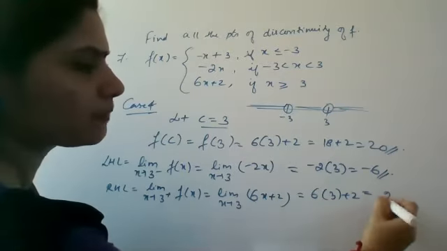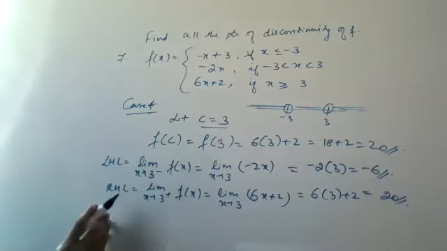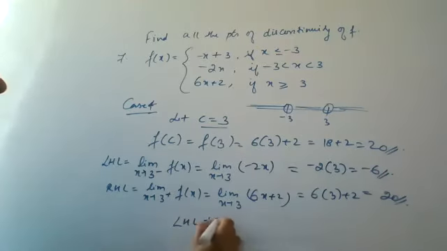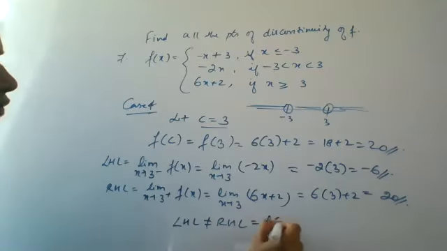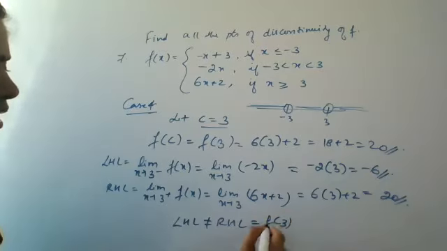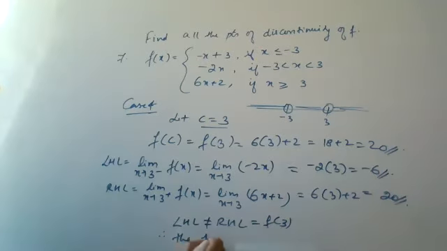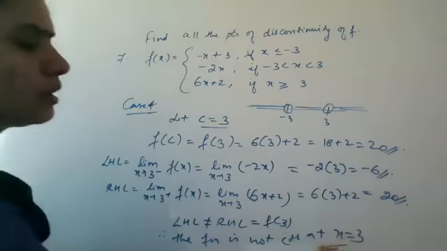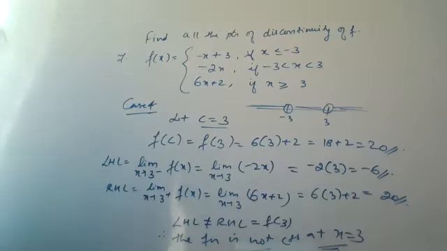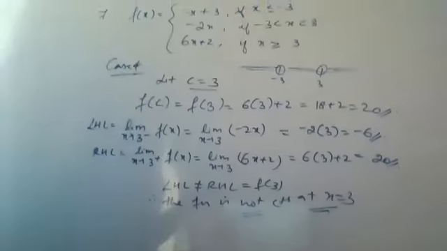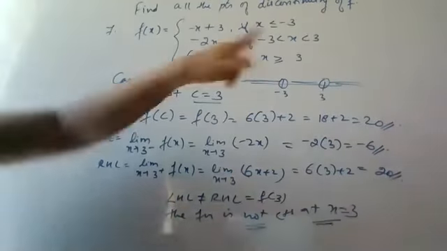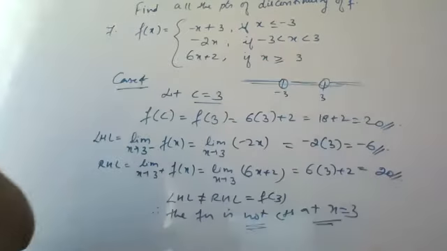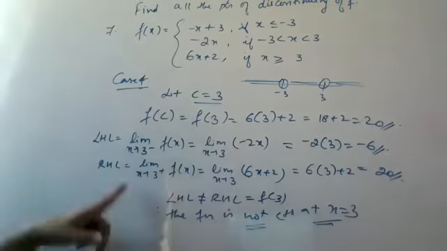The same as 20. At the point, the right hand limit coincides, but LHL is not equal. You can write LHL not equal to RHL equal to f of c or f of 3. Therefore, the function is not continuous at x equal to 3. Now you need to check whether it is continuous when the value c is greater than 3. Case 5. Clear?